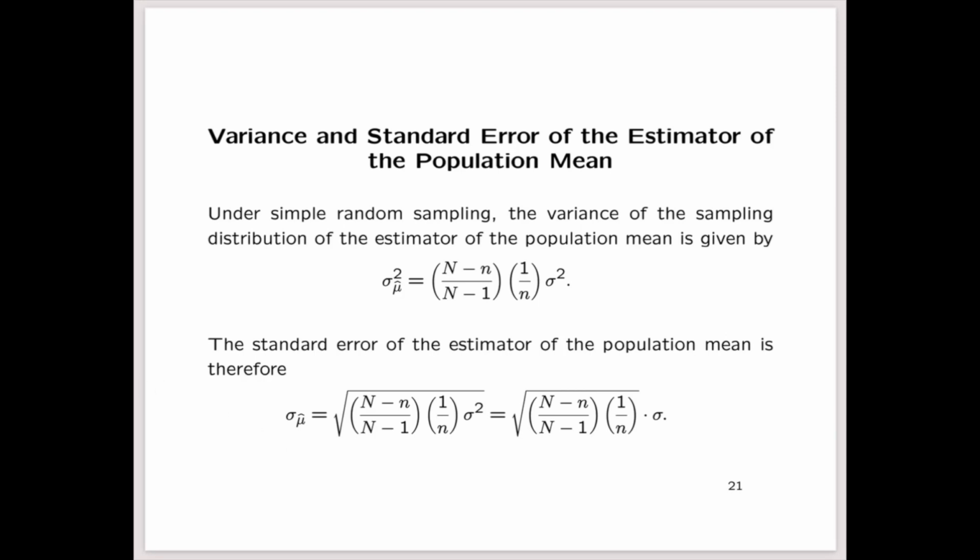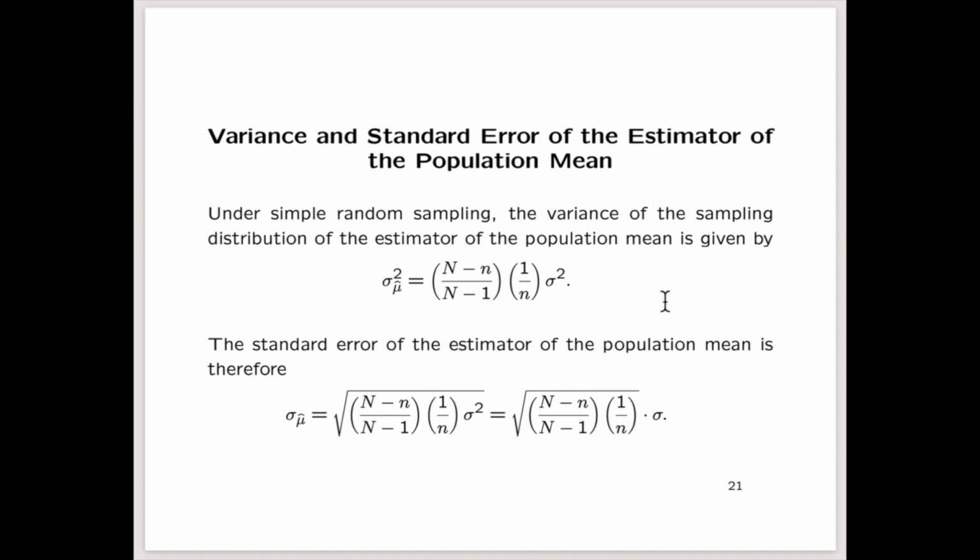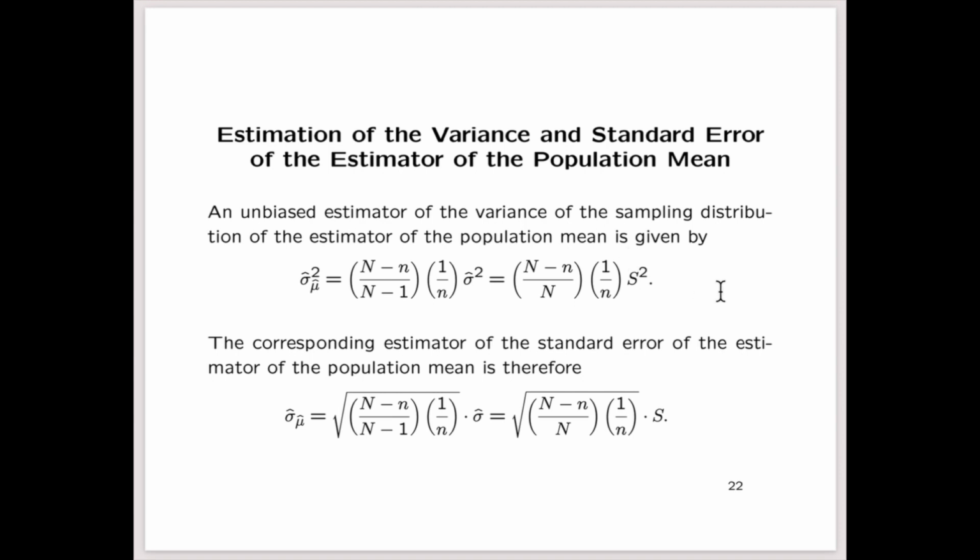While it's nice in an example to be able to compute these things, in the real world we wouldn't be able to calculate these. But there is value in knowing these expressions, because now that we know the expressions for the true variance of the sampling distribution of mu hat and the true standard error of mu hat, if we can obtain estimates of sigma squared, then we can estimate the variance of the distribution of mu hat, and we can estimate the standard error of the distribution of mu hat. And we've seen how to estimate sigma squared. And so that's what we look at next.